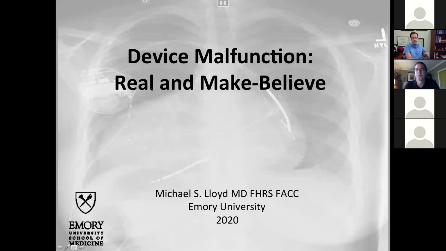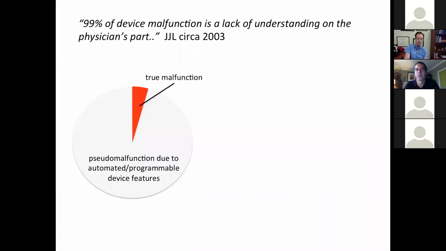So devices comprise 4 talks or 5 talks, really. I'm going to focus on device malfunction and pseudo malfunction. And I think, as my former mentor put it, most of the consults you'll get in practice will be comprised of a lack of understanding on the physician's part. And that is due to automated and programmable device features in pacemakers and defibrillators that have really exploded.